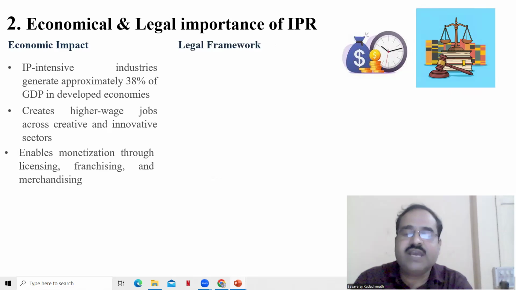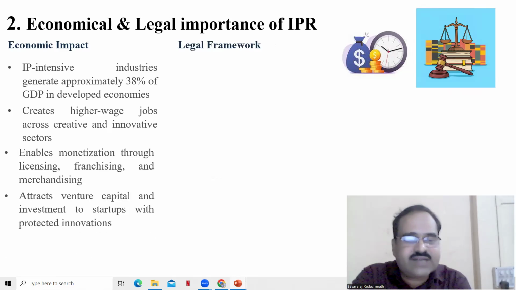The company which has invested money in research and development and identified the new product can either produce it on its own or else sell it to a third party, or franchise it and merchandise it, so that they can earn royalty or a price on the intellectual property products.